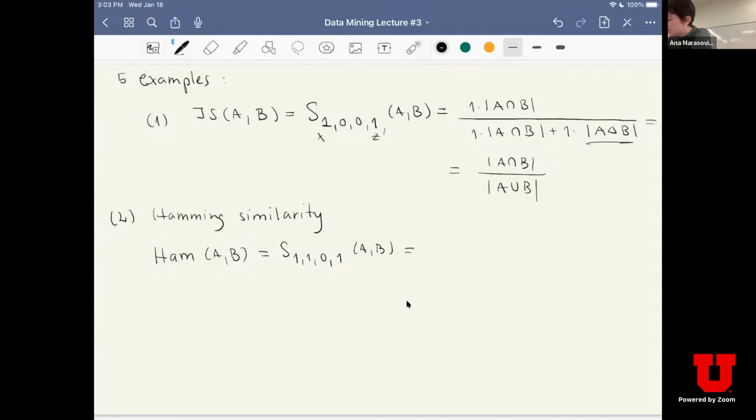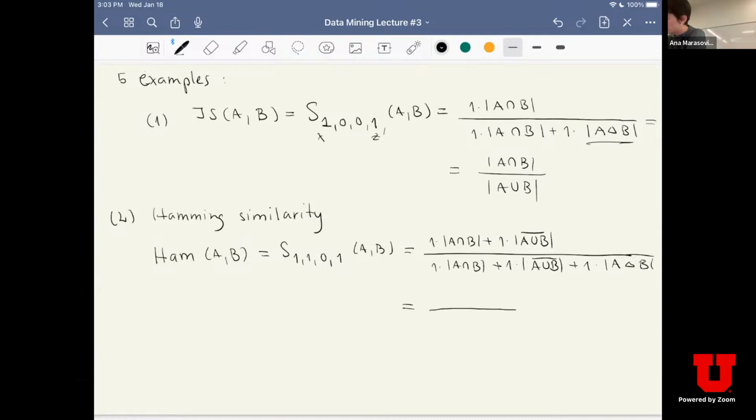Okay, let's do that. We will have 1 times A intersection B plus 1 times A union B complement, or Z is 0, so nothing else. And then we have 1 times A intersection B plus 1 times A union B complement plus 1 times A symmetric difference B. Okay, and we won't use it in this ugly form here. We'll do something a little bit nicer.